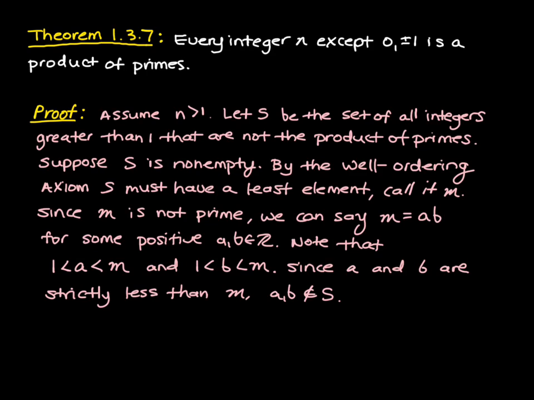And so, what does it mean for A and B not to be in S? S is a set of all integers greater than 1 that are not the product of primes. So if A and B are not in S, then that means A and B must be part of the set of integers that are the product of primes. So we know that A and B must be the product of primes.